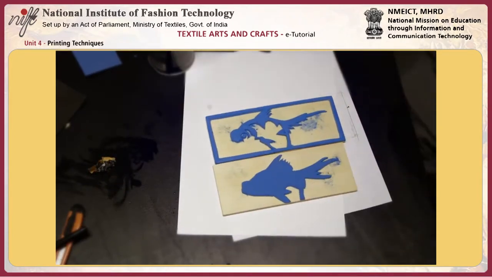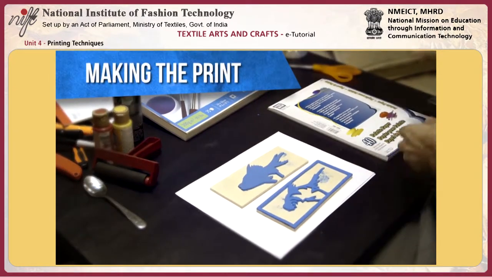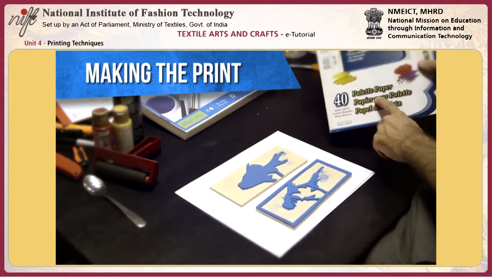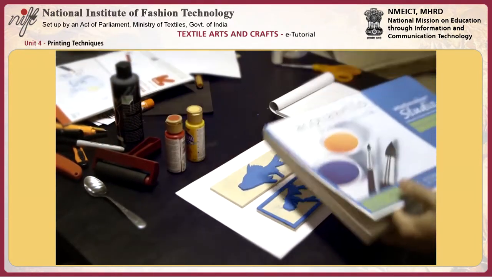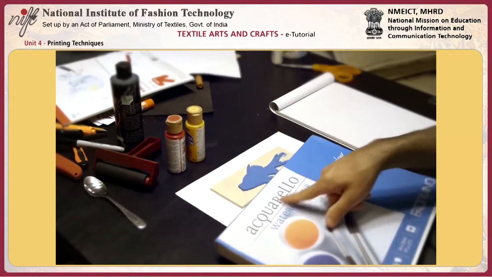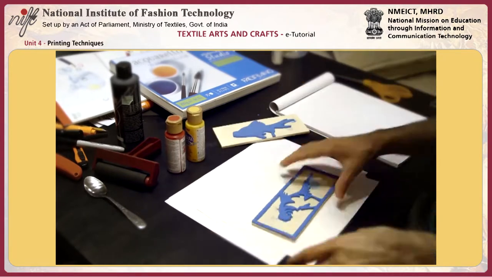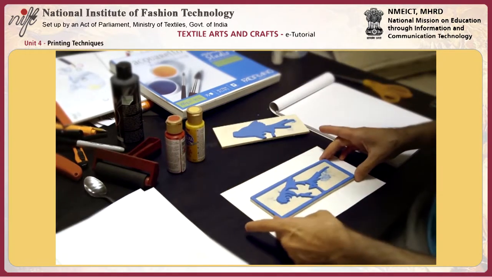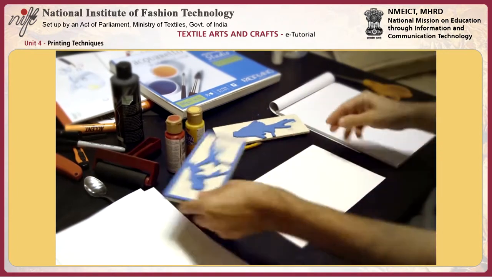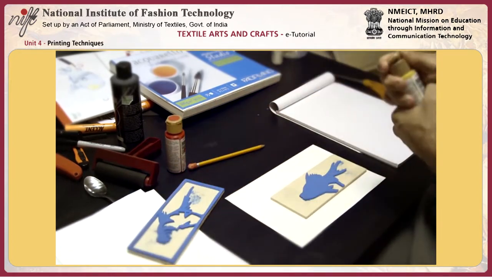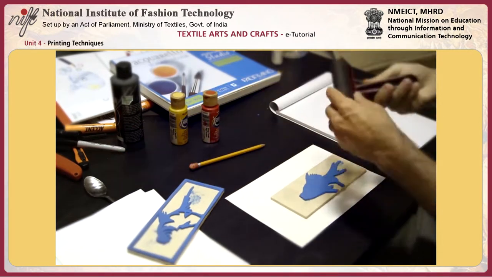Now we are ready to make our first print. You will need a paint palette. I'm using palette paper. And for the print, I will use watercolor paper. Position your wood block on the paper and make reference marks at the corners. We will start with the color plate first. For this project, I'm using acrylic paint.